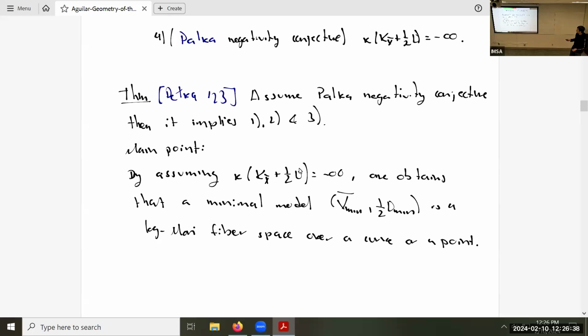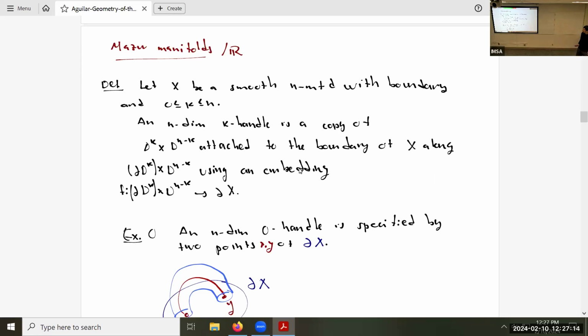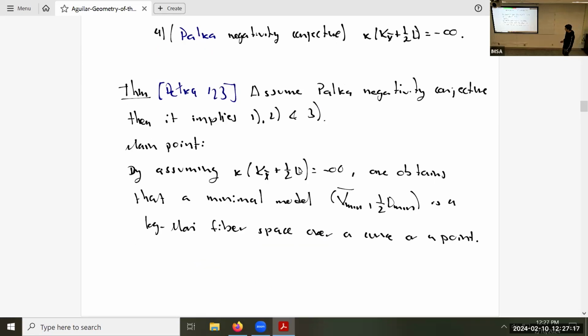So he checked also the automorphisms, and he checked also the vanishing of the cohomology of this logarithmic tangent bundle. So what's the idea? The idea is that if you assume this Falca negativity conjecture, you can obtain a minimal model of this pair, and that's going to be something called a log Mori fiber space, and that can fiber over a curve or over a point, and you can start making a classification there. But okay, that's not really the point today. So that ends the part on algebraic geometry.